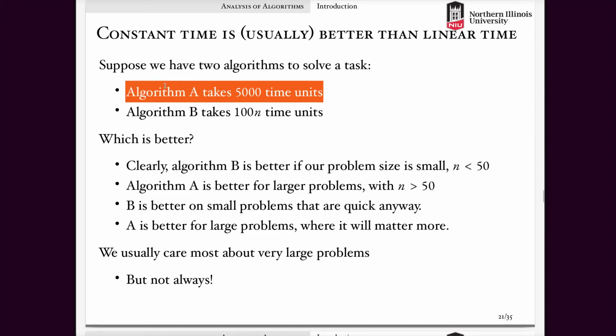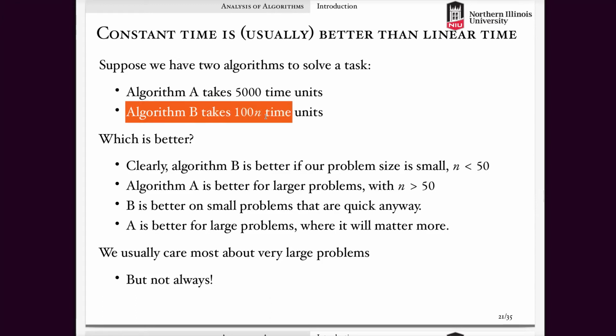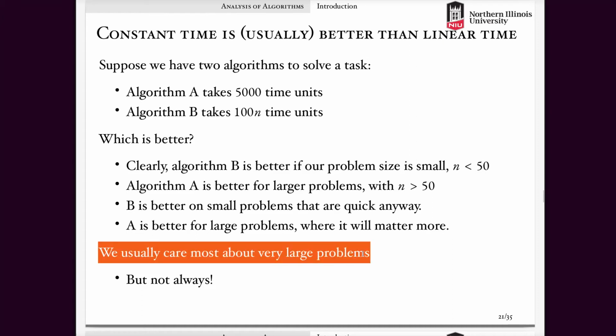A is the sure deal. It's the sure thing. B, you might win. It might be nice if the n is small, but it's a horrible choice if n is large. Okay? So what does this really then mean? We need to keep an eye on large problems. That's where we're really going with this.